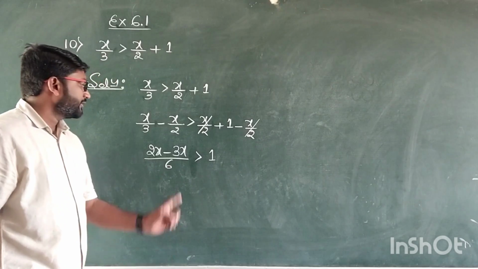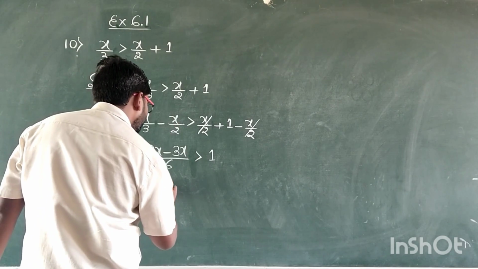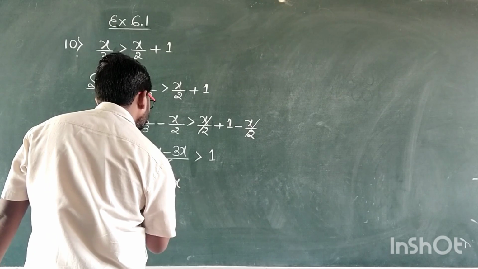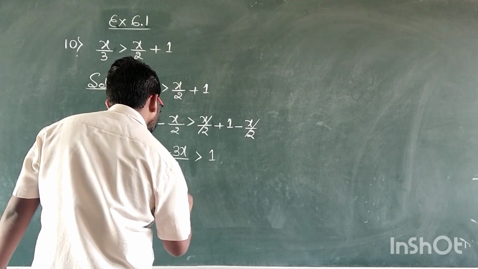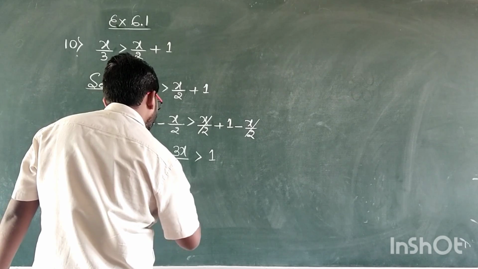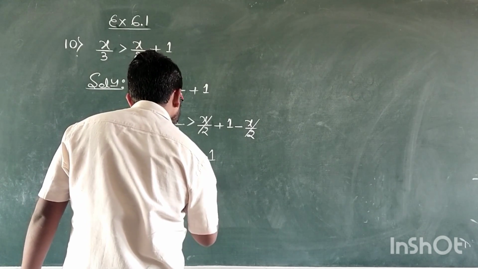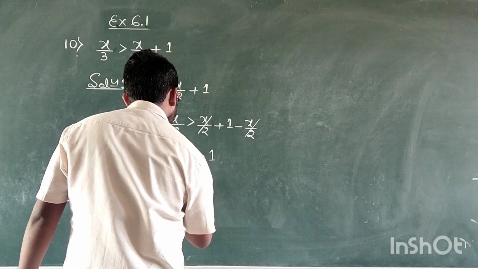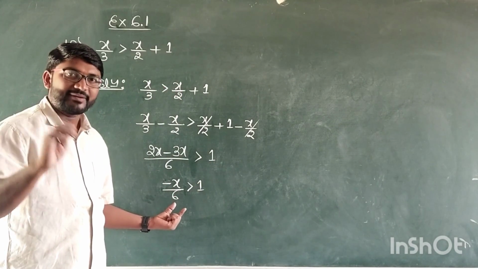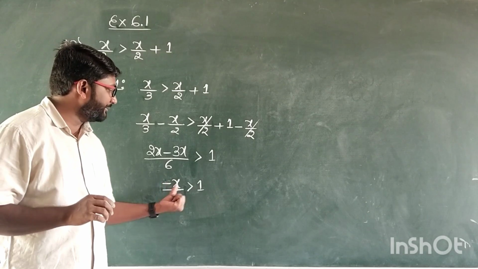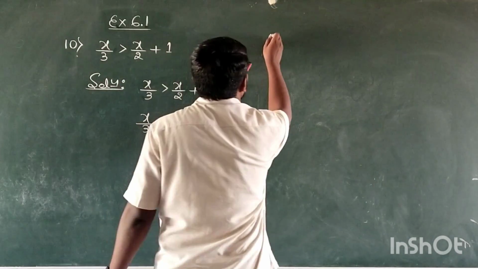So now 2x minus 3x will be minus x. We get minus x divided by 6 greater than 1. Well, now we have 6 in the denominator. So this is an extra term. To eliminate this, both the sides we will have to multiply by 6. So let us do that now.